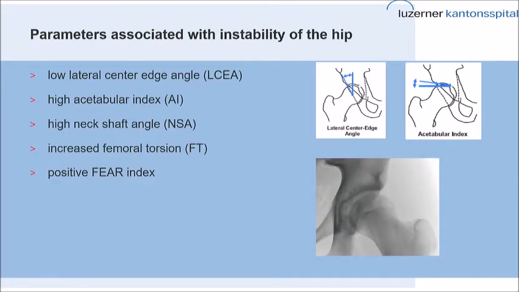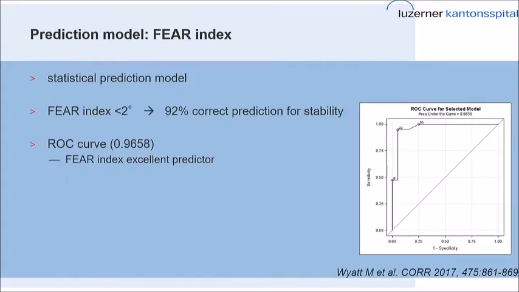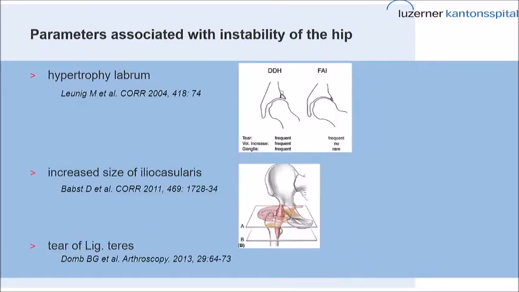Parameters that are usually associated with instability of the hip are a low lateral center edge angle, a high acetabular index, a high neck shaft angle, increased femoral torsion, and a positive FEAR index, nicely pointed out also by Ira Saltz before. The prediction is quite good if you use the FEAR index to diagnose instability.